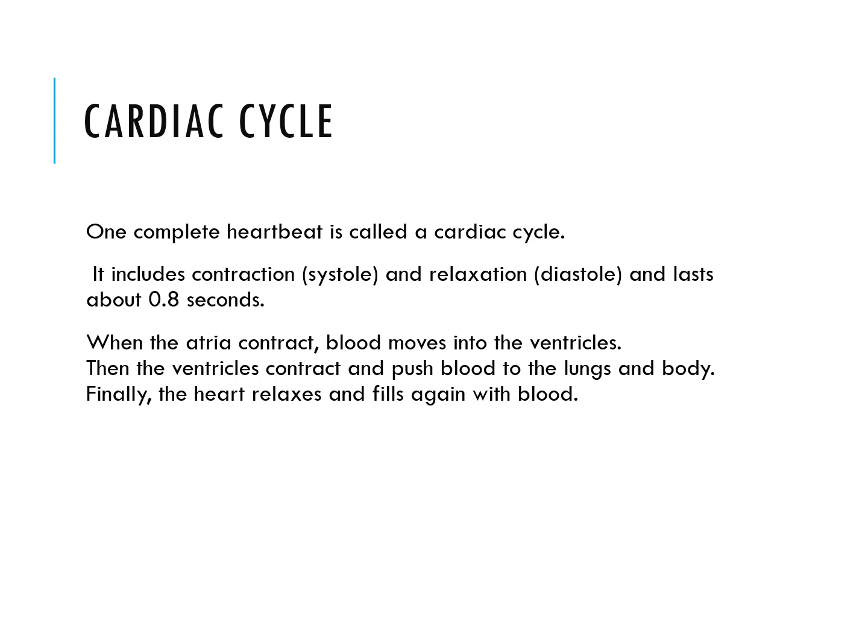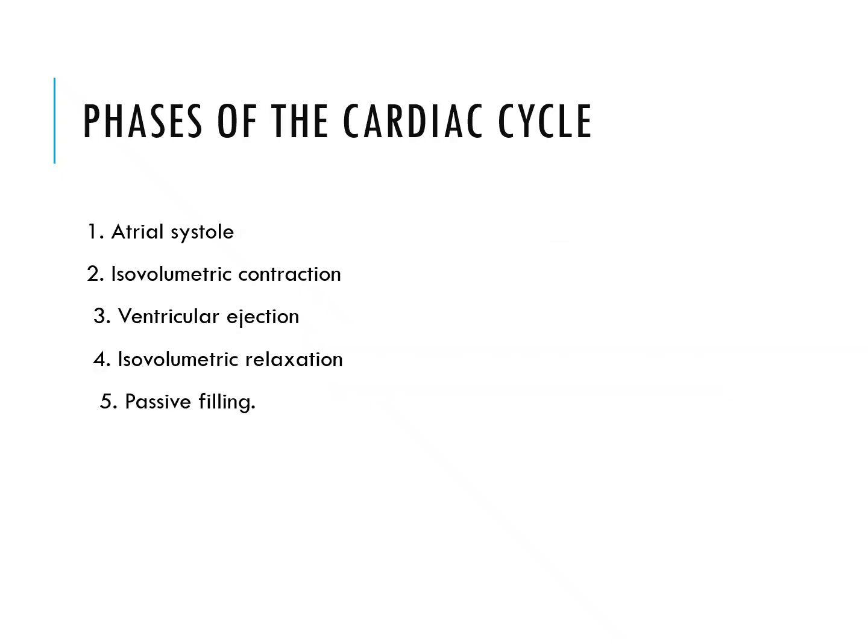Let's move on to the phases of the cardiac cycle. The cardiac cycle includes five main phases. First, atrial systole, which means the atria contract. Second, isovolumetric contraction, which means the ventricles contract but the valves remain closed. Third, ventricular ejection, which means blood is pushed into the arteries. Fourth, isovolumetric relaxation, which means the ventricles relax but the valves are still closed. Finally, passive filling, which means blood flows from the atria into the ventricles naturally.